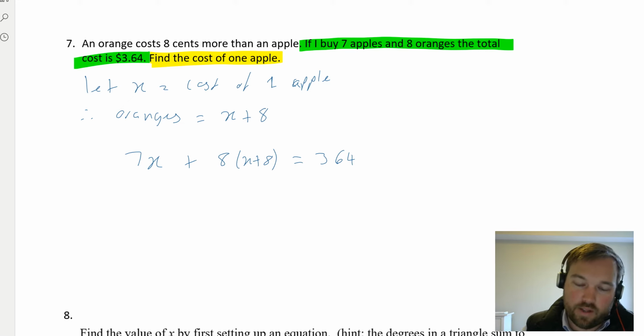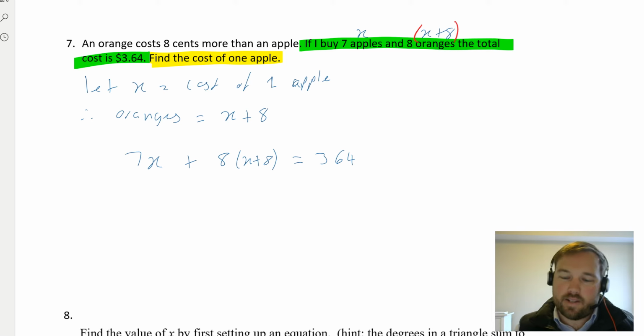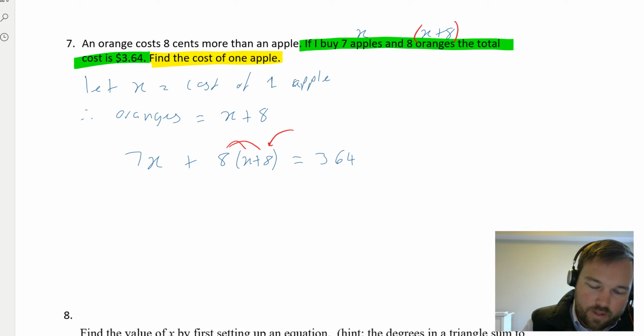Now I've done quite a lot in there. I've recognised that it's apples I've called x, oranges are x plus 8. Importantly, there needs to be brackets around them. That bracket there is important for allowing this 8 to then go in there, which it will do next. And then I changed the dollars, $3.64, to 364 cents, because that 8 there was cents, so the whole thing has to be in cents. So I'm going to convert the dollars to cents for this whole thing to work. 7x plus 8x plus 64 equals 364.